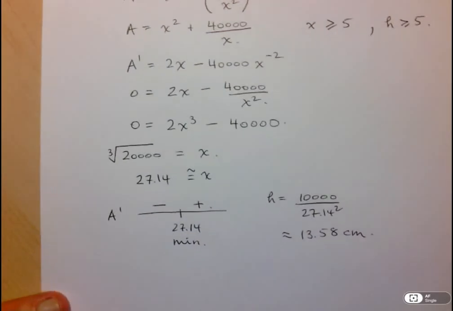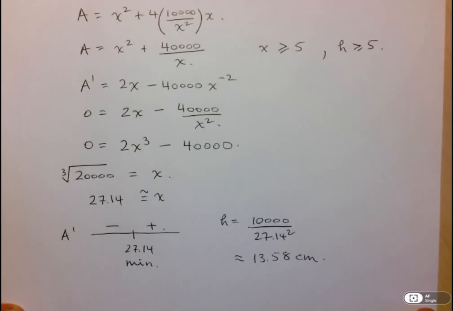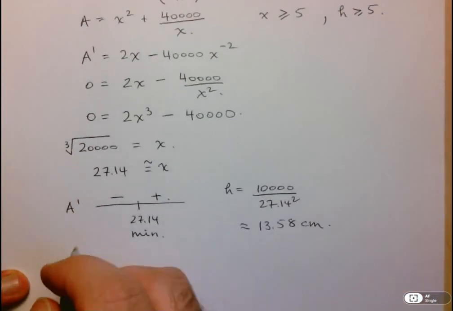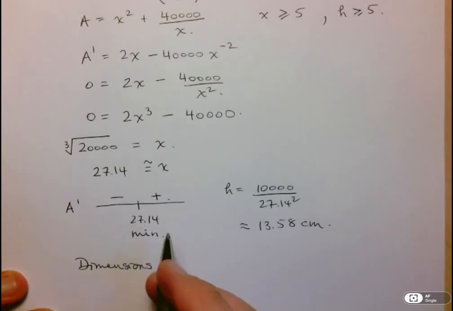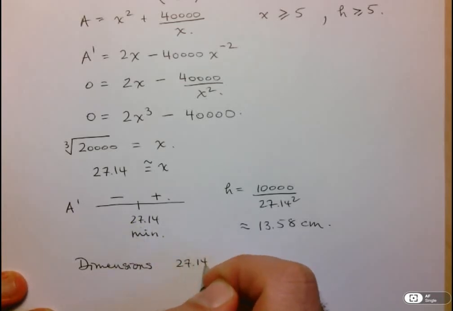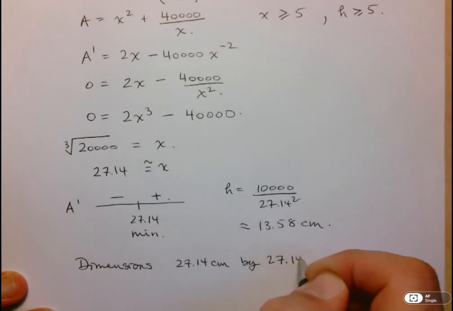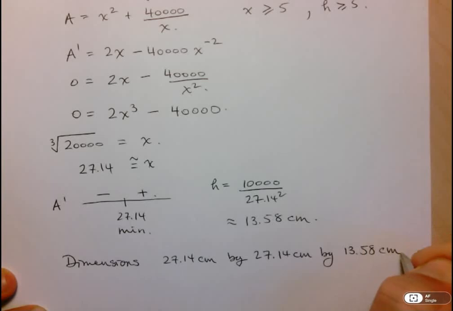Okay, so now that I've finished the calculus, let me go back and see what they actually are asking me for, and they're asking for the dimensions that minimize the amount of material. So the dimensions here will be the base is x by x, so 27.14 centimeters by 27.14 centimeters, and with a height of 13.58 centimeters. Okay, so that solves our problem.